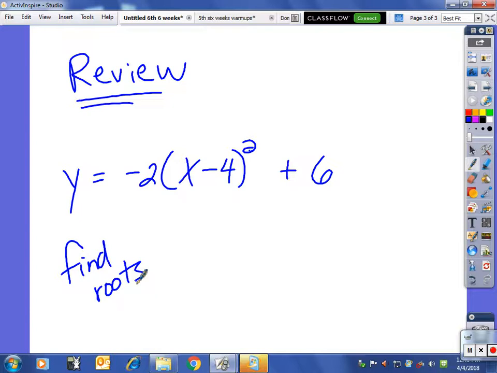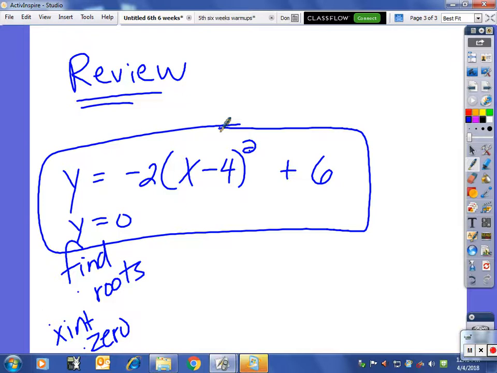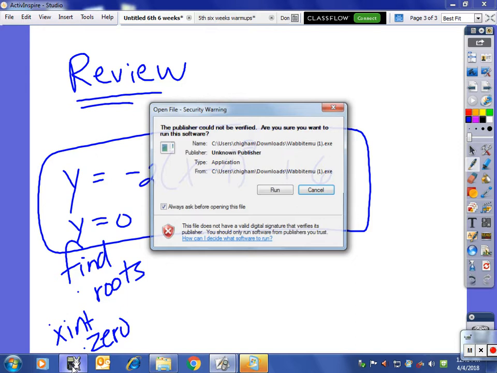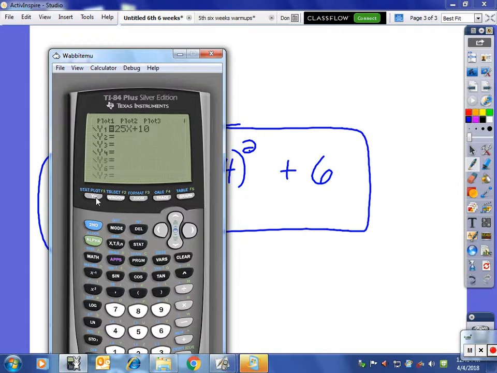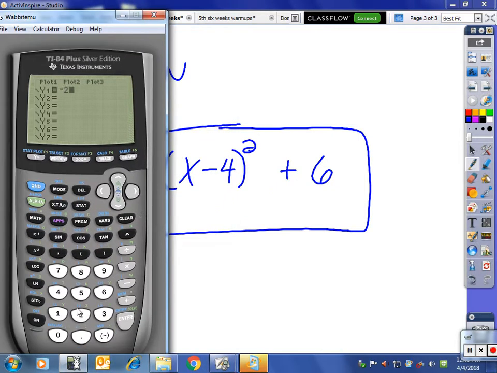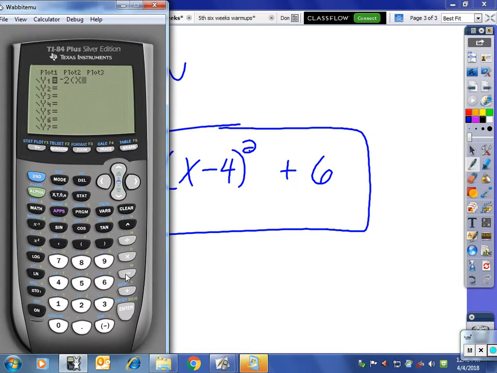What else do you do to find roots of any function? Y equals 0. The roots or the x-intercept or the 0 of a function, those all mean the same thing. That happens when y is 0. Okay, you calculate where they intersect. You put this in just like it looks. Y equals -2 parentheses x minus 4 close parentheses squared plus 6.